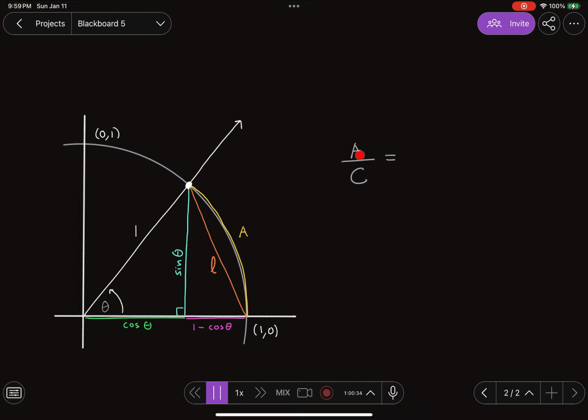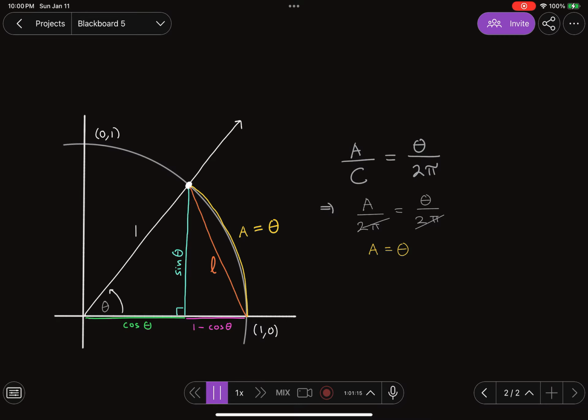In other words, A is to the circumference as theta is to the entire rotation around. That's 360 degrees or 2 pi. Okay? But what is the circumference of a circle of radius 1? That is simply 2 pi. So A divided by 2 pi is equal to theta divided by 2 pi. The 2 pi's cancel, telling me that this arc length is theta units long. So A equals theta. That's really important.